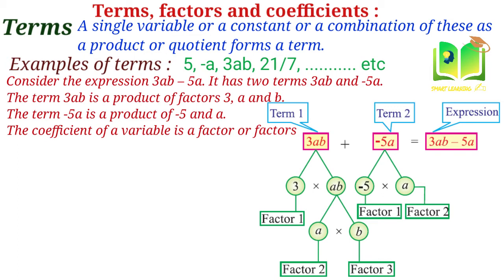See the figure here, 3ab plus within bracket minus 5a equals 3ab minus 5a. Here 3 and ab both are factors. We can separate ab like that, a into b. So a and b are also factors. Here you can see the second term. The second term is minus 5a. So minus 5a is the combination of two factors. One is minus 5 and another is a. So from here what we can see, the coefficient of a variable is a factor or factors.